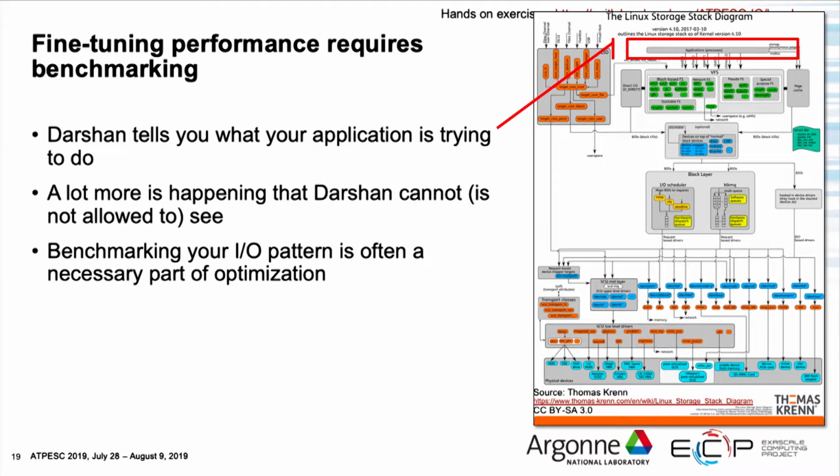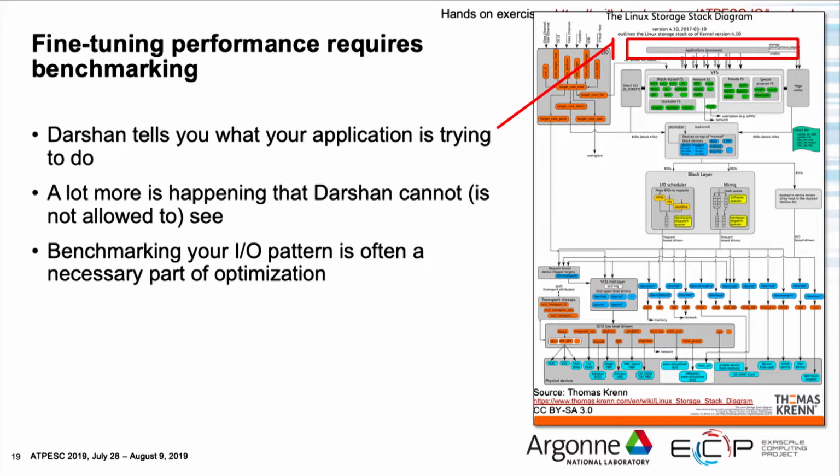I mean, if Darshan could see everything that was happening, it could also potentially see what other people are doing, and you don't want that. So this is a diagram that I found online that shows the complete Linux storage stack. And what I've circled in red here is the bit that Darshan's able to see and the bit that you control as an application developer. And the rest of the stuff is all kind of happening behind the scenes.